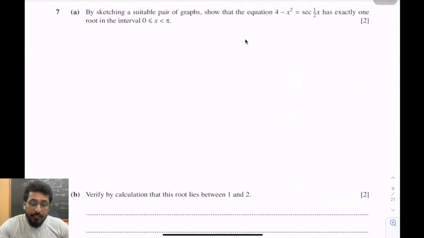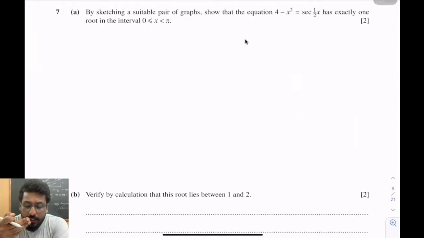It has to be less than pi. Okay, so let's proceed. I have two different equations over here. The question says by sketching a suitable pair of graphs. When you say pair of graphs, what do you mean? Pair of graphs means there should be two graphs, right? So you want to draw two graphs. Then you want to decide whose graph you are going to make.